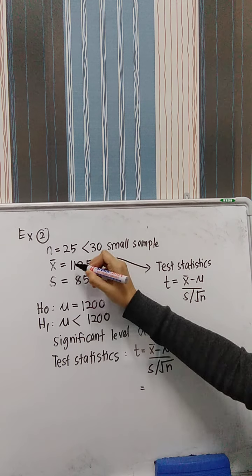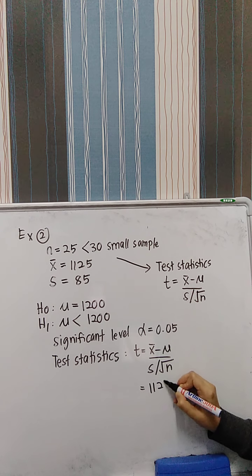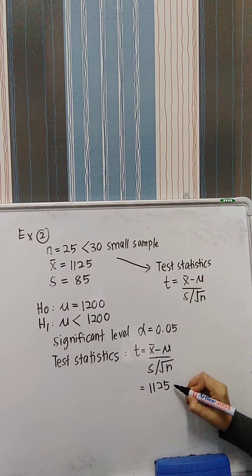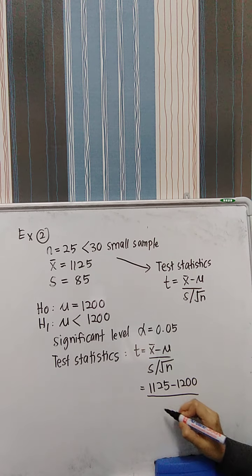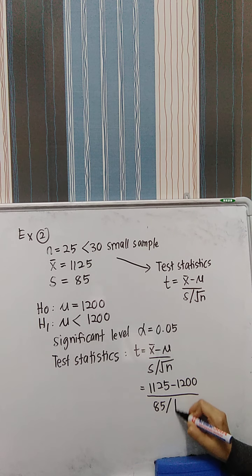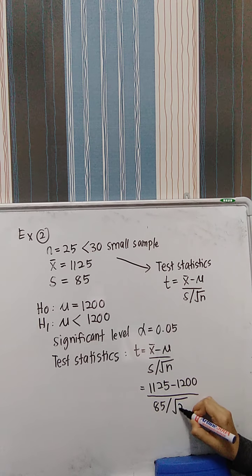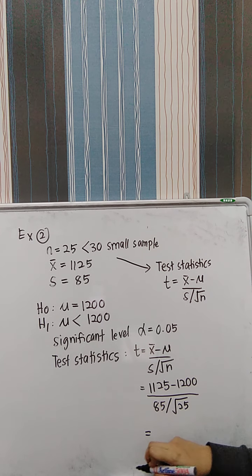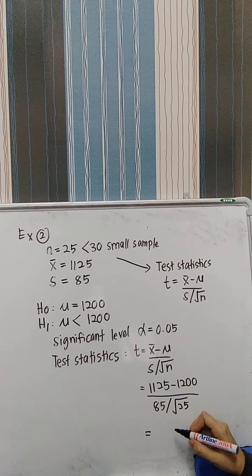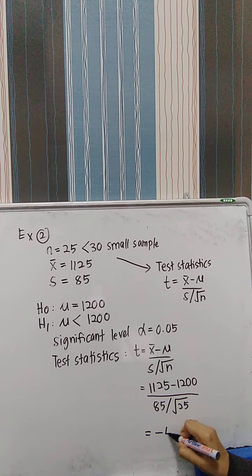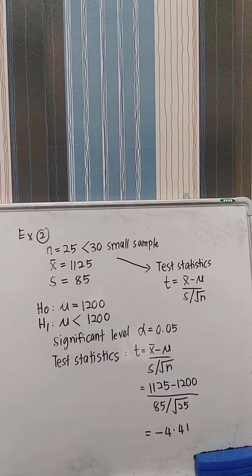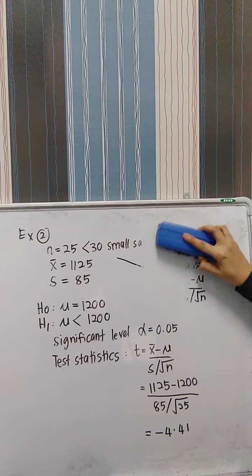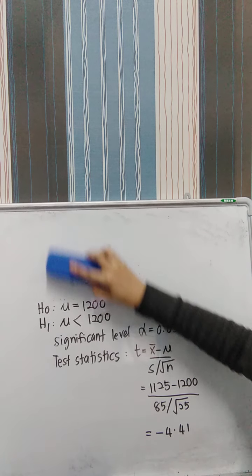Okay, x bar, substitute the value 1125, minus mu 1200, divide s 85, and then over square root n, 25. Okay, then calculate. The final answer for the test statistic here is negative 4.41. Negative 4.41.